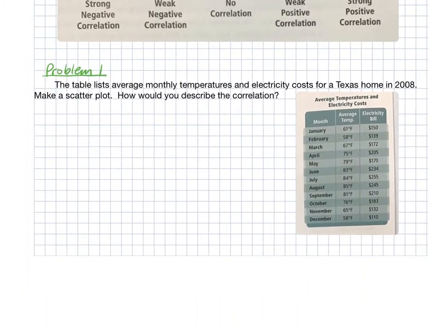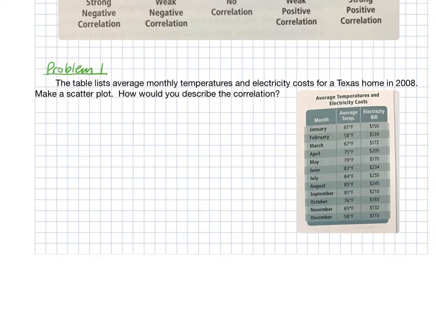Okay, so for the first problem, it's going to ask us to create a scatter plot and then describe the correlation of that scatter plot. And the data here is for the average temperatures by month and the electricity bill. So we're actually going to be comparing average monthly temperatures and then the electricity costs. So let's make a graph here. These are all positive, so we'll just use the first quadrant.